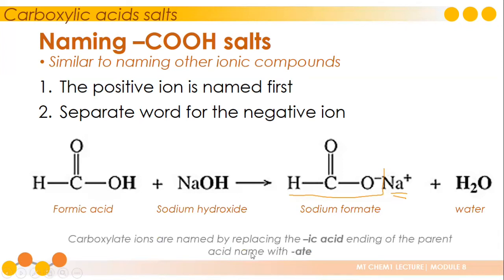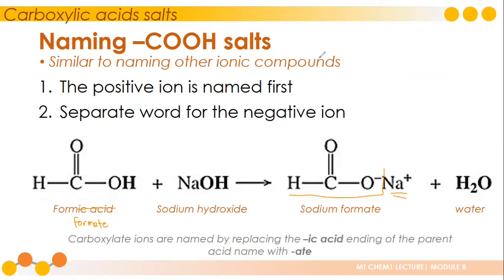Keep in mind that carboxylate ions are named by replacing the ic acid ending of the parent acid with ate. So instead of formic acid, we have to replace ic acid. So you now have only form, replacing it with ate. So it will be formate, indicating that this acid is now a carboxylate ion. That's why our salt product is now named sodium formate.